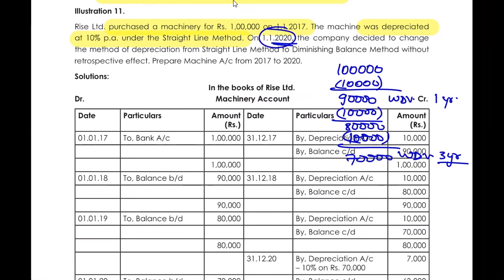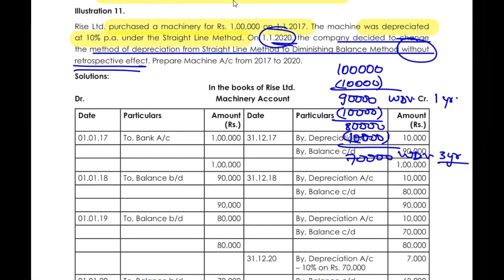On 1st of January 2020, the company decided to change the method of depreciation from straight line to diminishing balance method without retrospective effect. That means from now onwards, it will be charged at diminishing value. So you have a WDV of 70,000, and now the 10% will be applied on 70,000. That means for the fourth year, the depreciation would be 7,000 rupees.